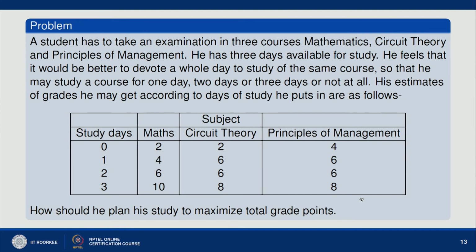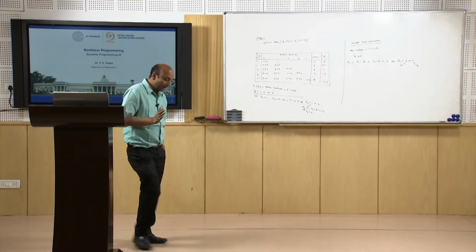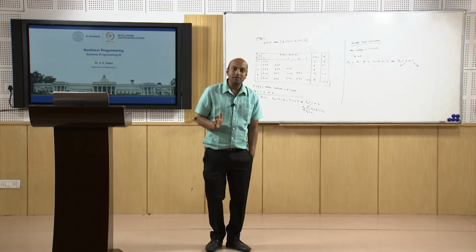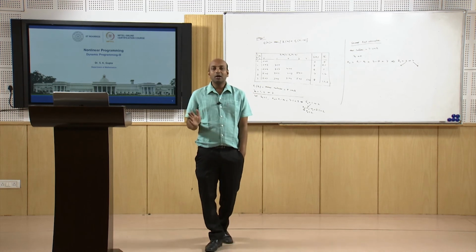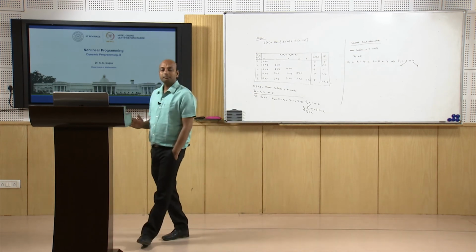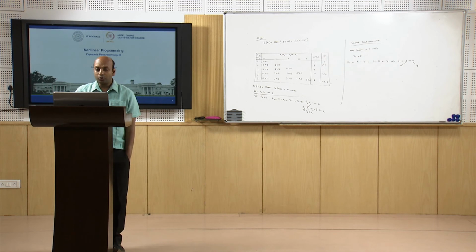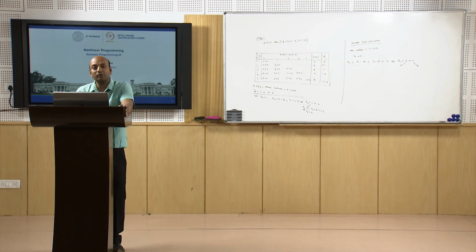Now, how should he plan his study to maximize the total grade points? How should he plan his 3 days so that the total credit becomes maximum? So, how will we do that? This is again a discrete optimization problem, so we will use the dynamic programming approach. So, how do we do that?